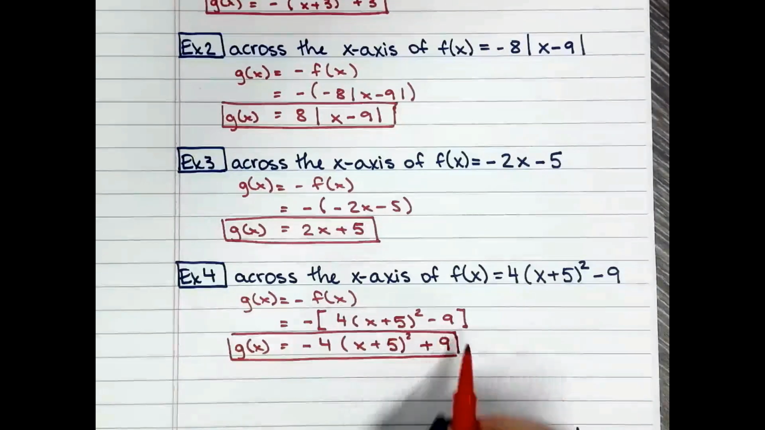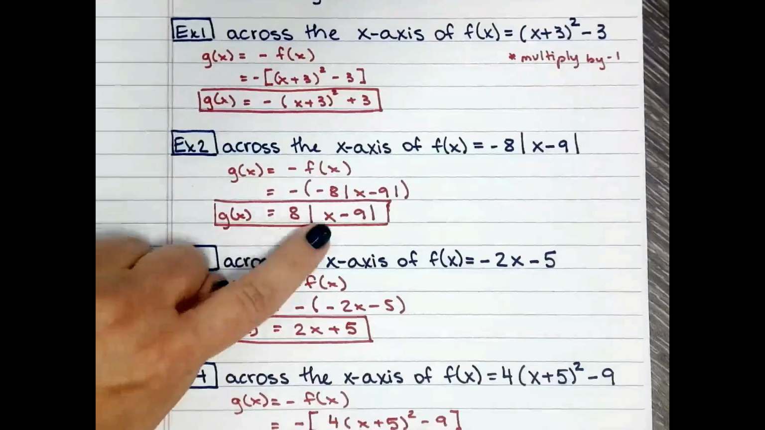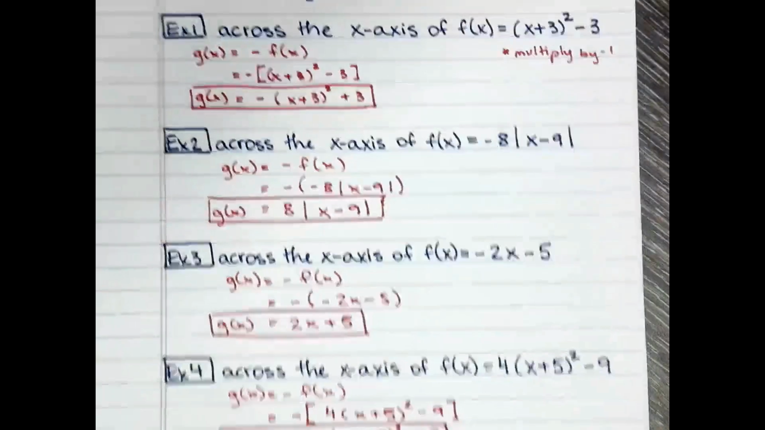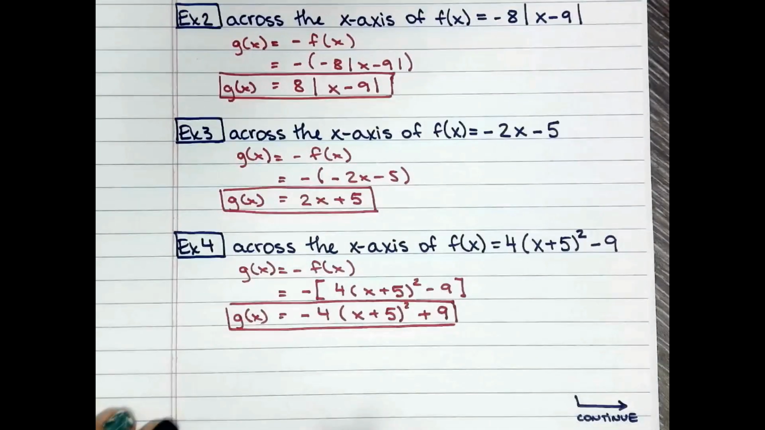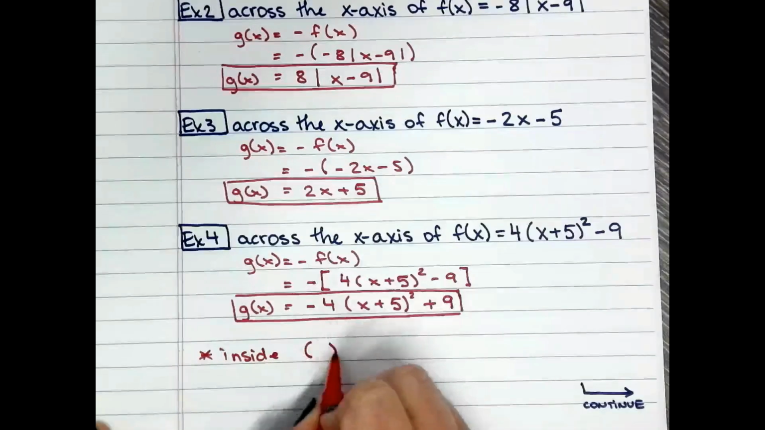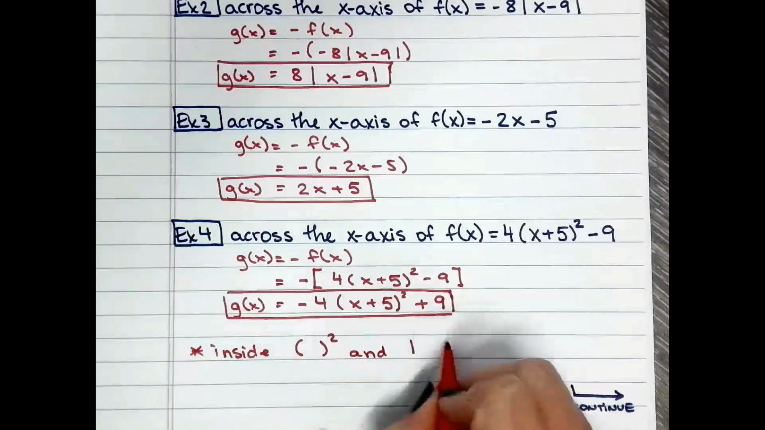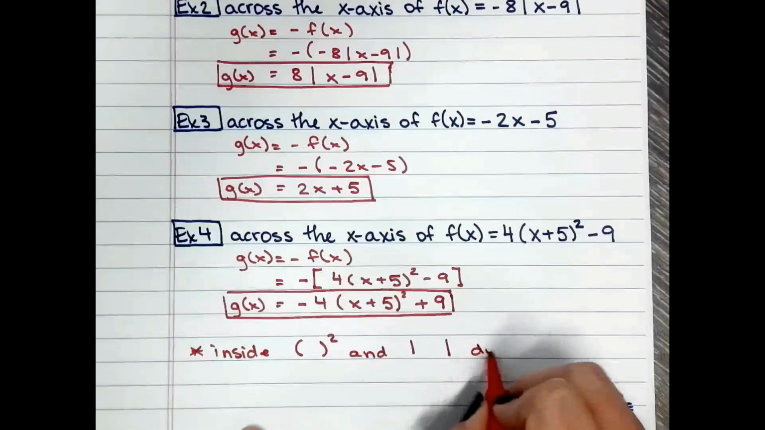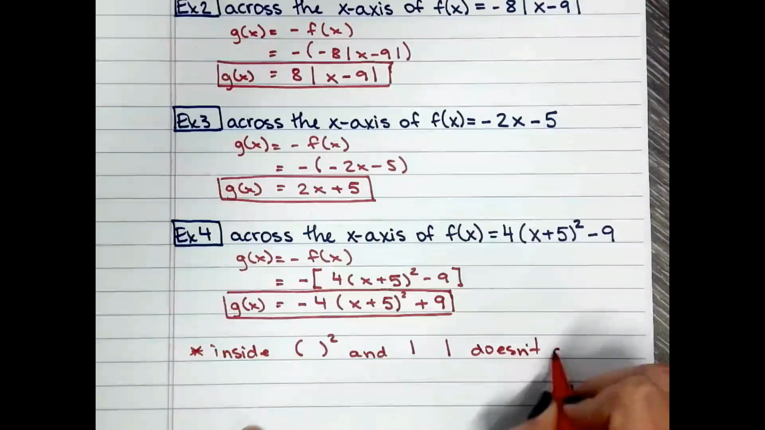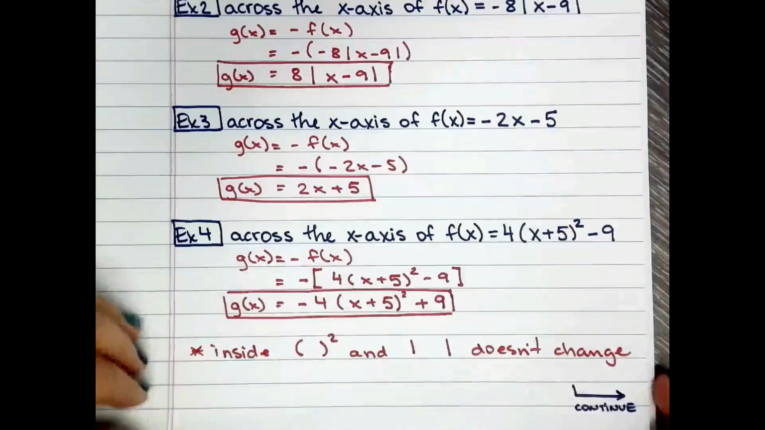Okay, so when you have parentheses like you do on this quadratic function and this absolute value, the inside of the parentheses on the quadratic function and the inside of the absolute value, the inside doesn't change. Okay? I have more examples for you. Don't go anywhere.